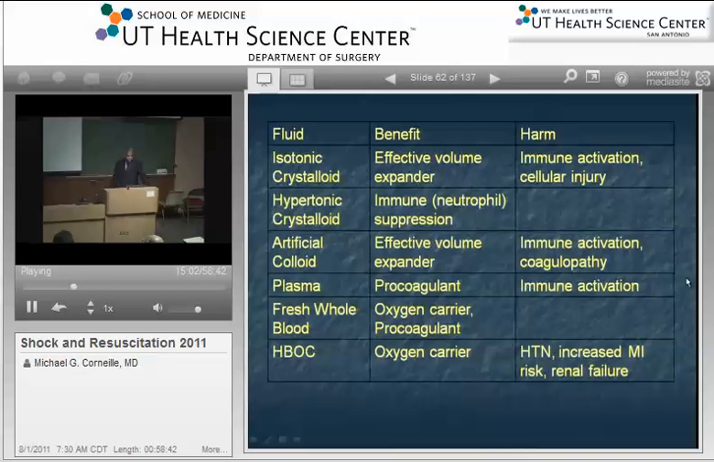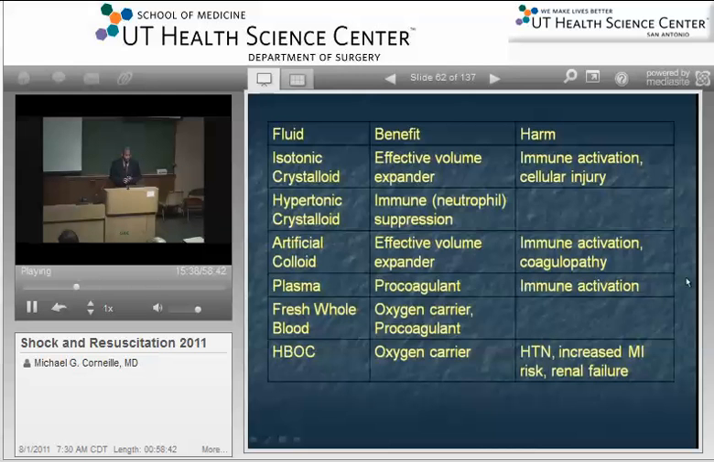Isotonic crystalloid is obviously an effective volume expander, but both lactated ringers and normal saline have been shown to cause immune activation. And if you subscribe to the two-hit theory, the initial resuscitative fluid may actually be further priming or aggravating that initial immune response, and may lead to lung injury and other tissue injury.